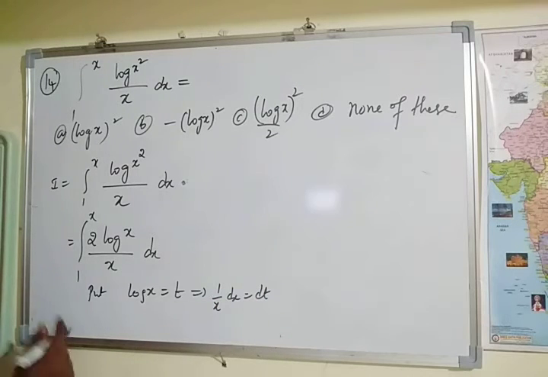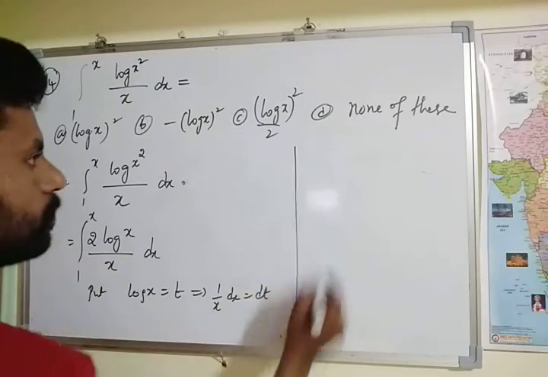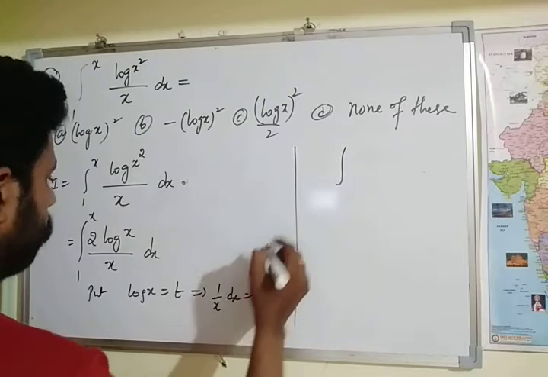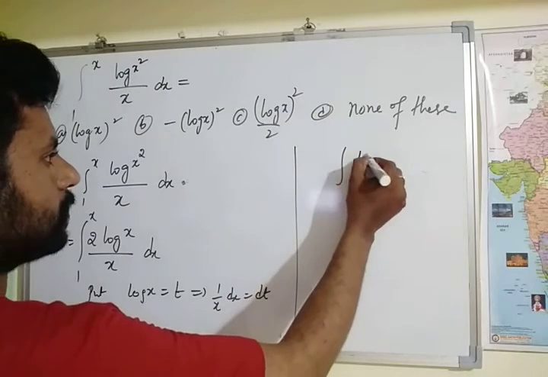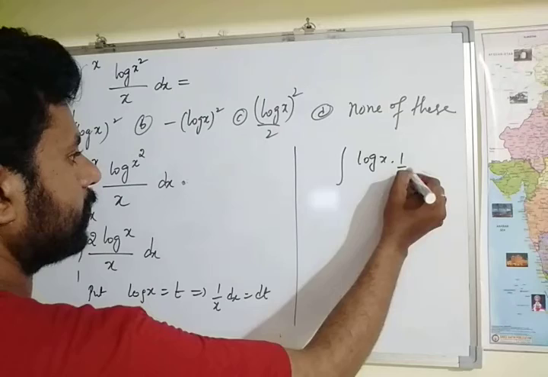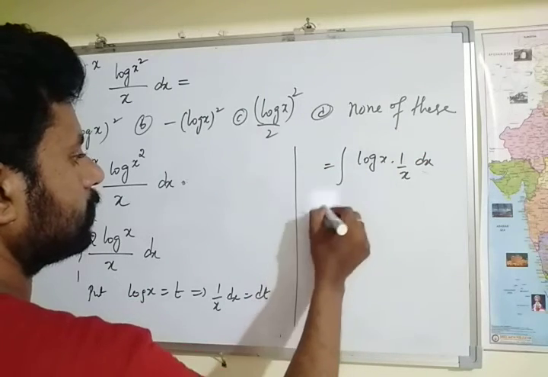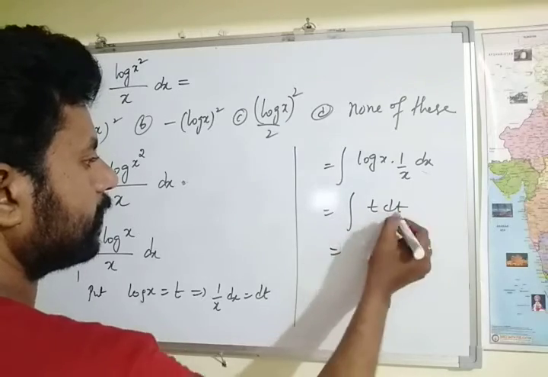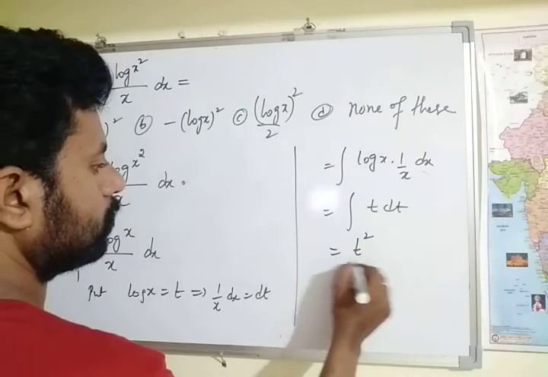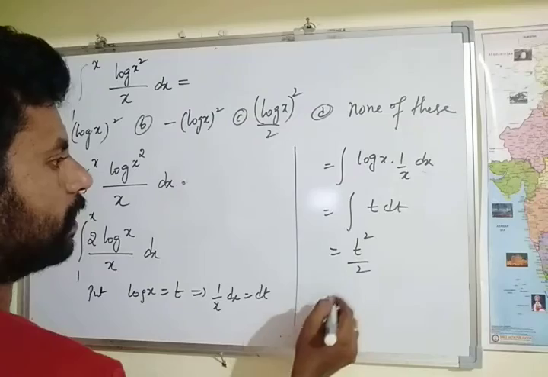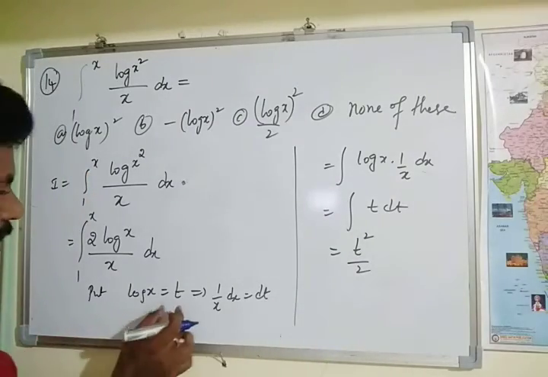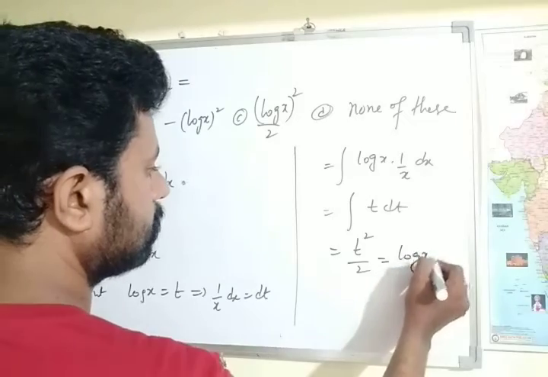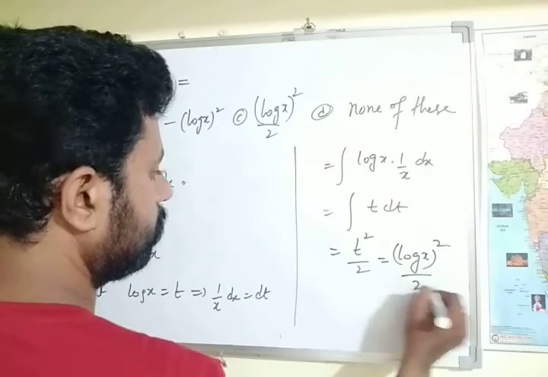Now here I consider the indefinite integral of log x into 1 by x dx. This can be done as the integral of t into dt. The integral of t is t square by 2. Now replace t with log x. This result can be written as (log x) whole square divided by 2.